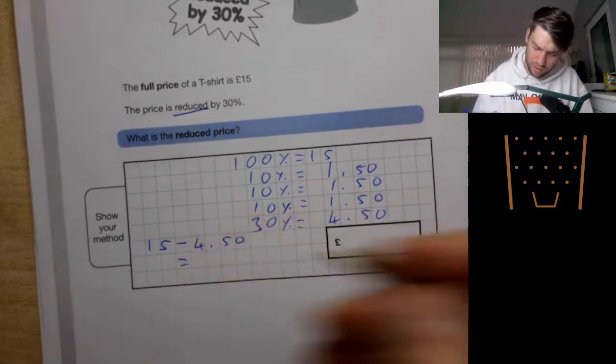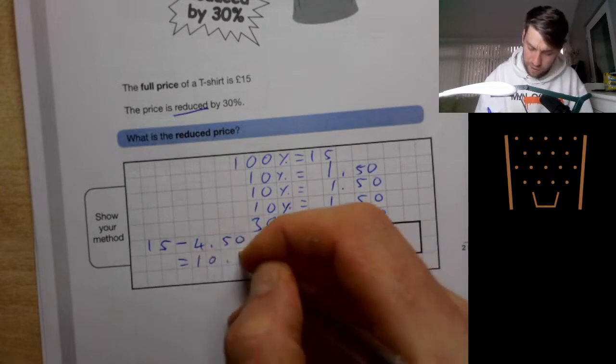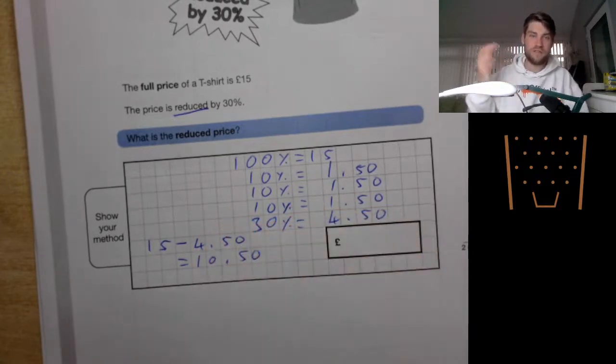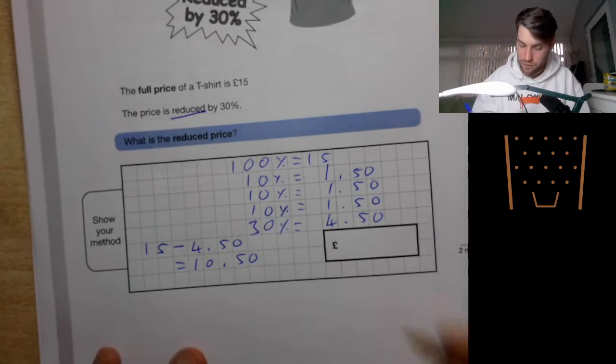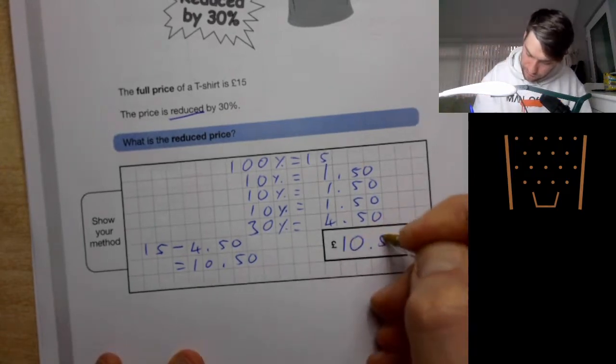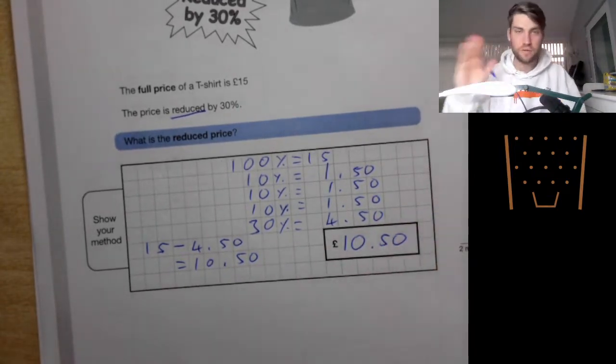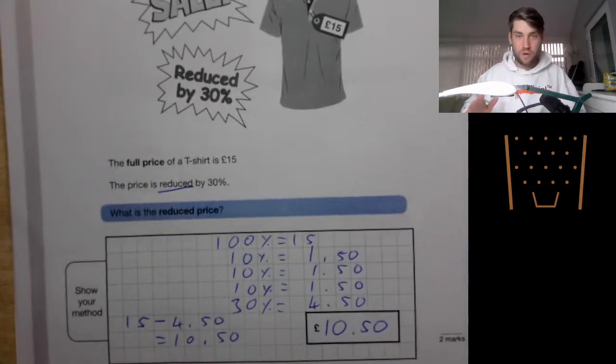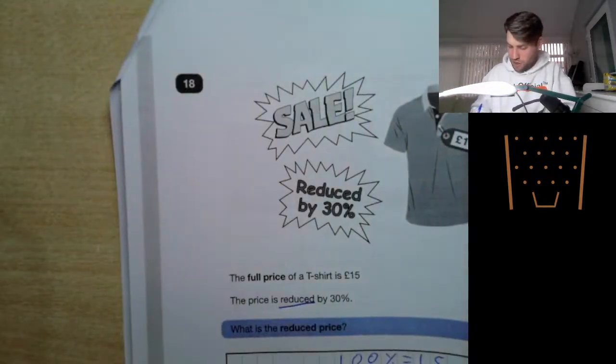So now that equals £10.50, because you are tired on these exams and you don't have time just to daydream and dilly-dally around, okay? That is £10.50. Yeah, just work it out, get the job done. Right, question number 19. Let's go. 19.